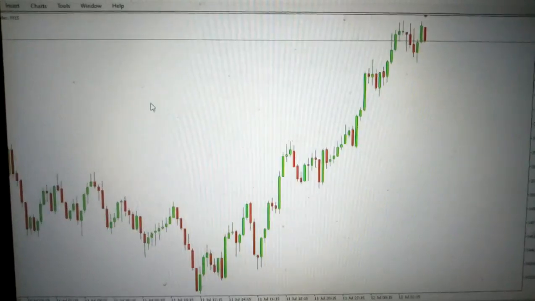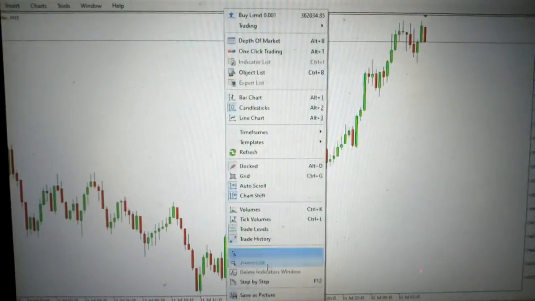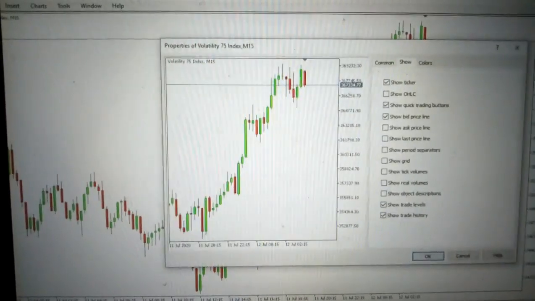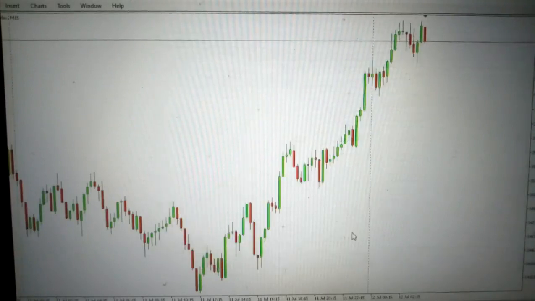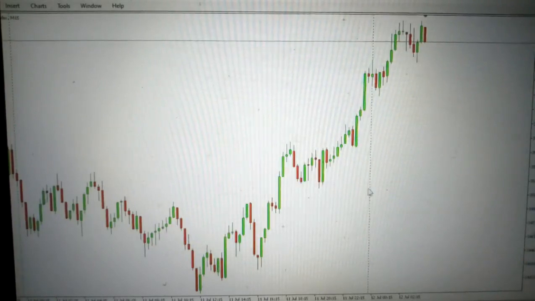So what I'll do first of all is to map out the period separator. And how do I achieve this? I'll right click on the chart, then I'll go to properties. On properties, I'll click on show period separator, so that period separator will map out the day period. Okay, now this is period separator.